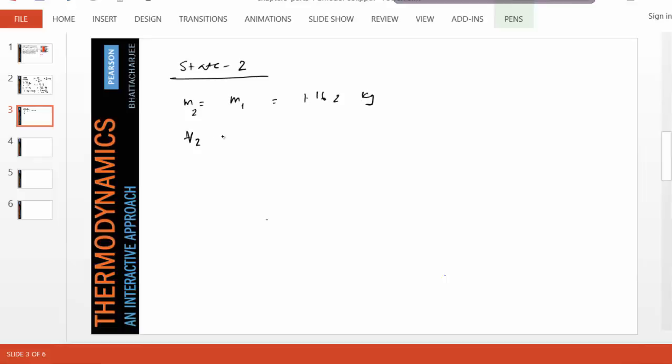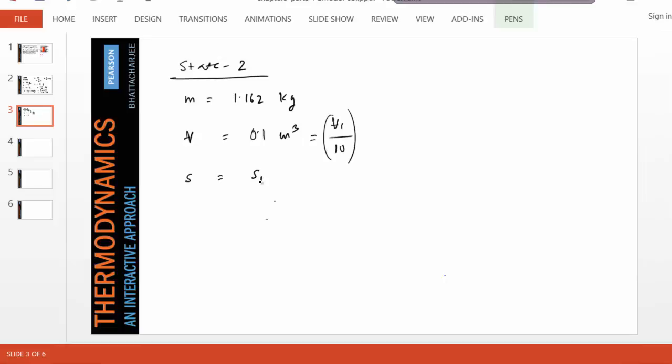The volume is supplied. How much is the volume? Let's not write the suffixes because it's clear under state 2. The volume is 0.1 meter cube, which is 10th of the first initial volume. And of course, it's isentropic, so S equals S1. So this is essentially what we know about state 2, and how it relates to state 1.